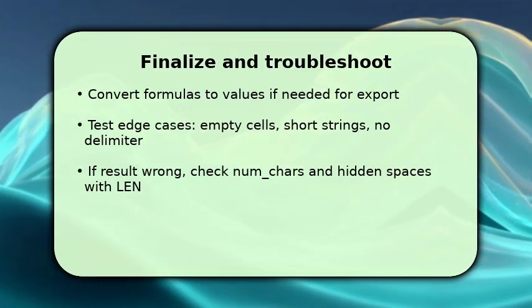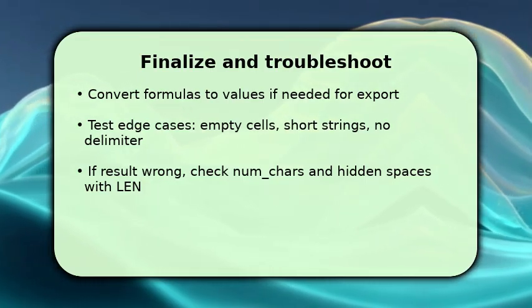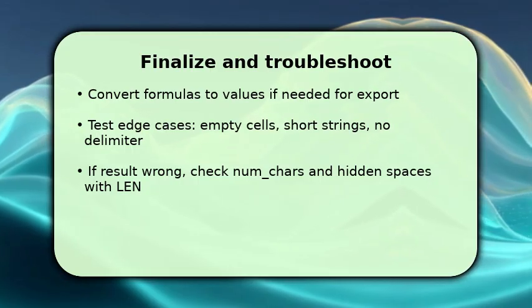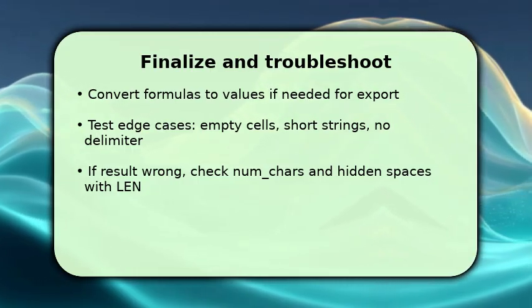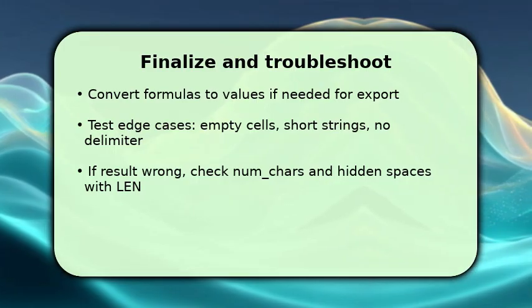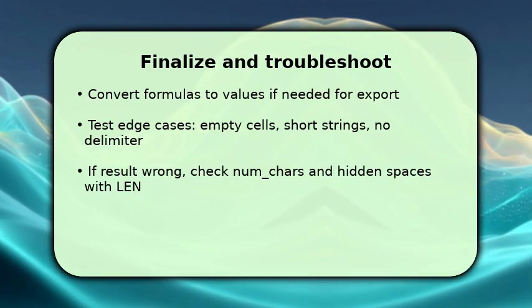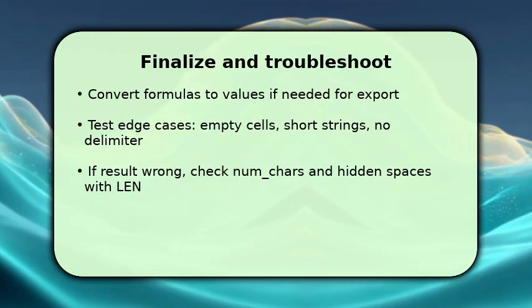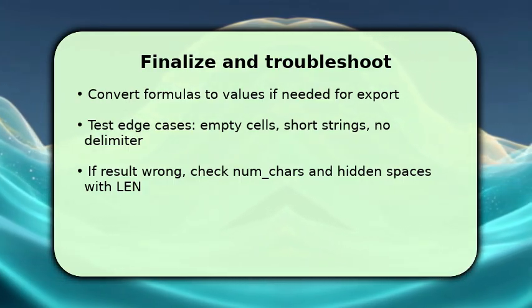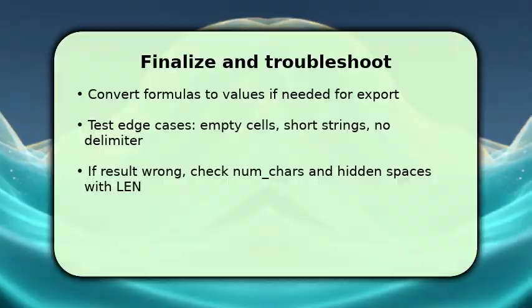If RIGHT returns unexpected output, first check LEN on the source to confirm length and inspect for hidden spaces using TRIM or CLEAN. If problems persist, reduce numchars temporarily or show intermediate helper columns so you can pinpoint where extraction misaligns with expectations.